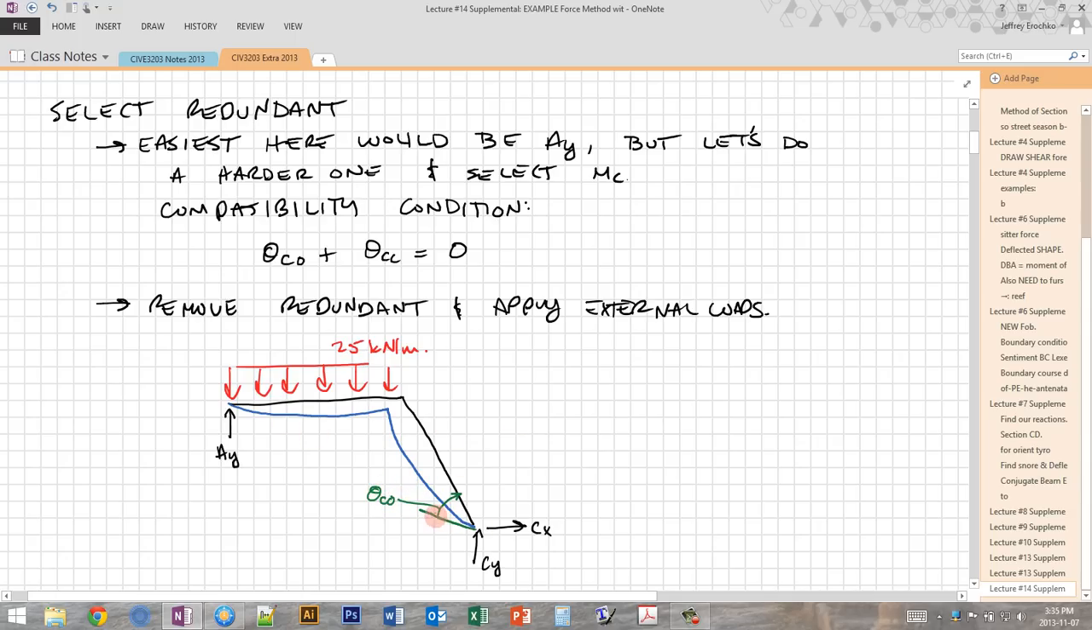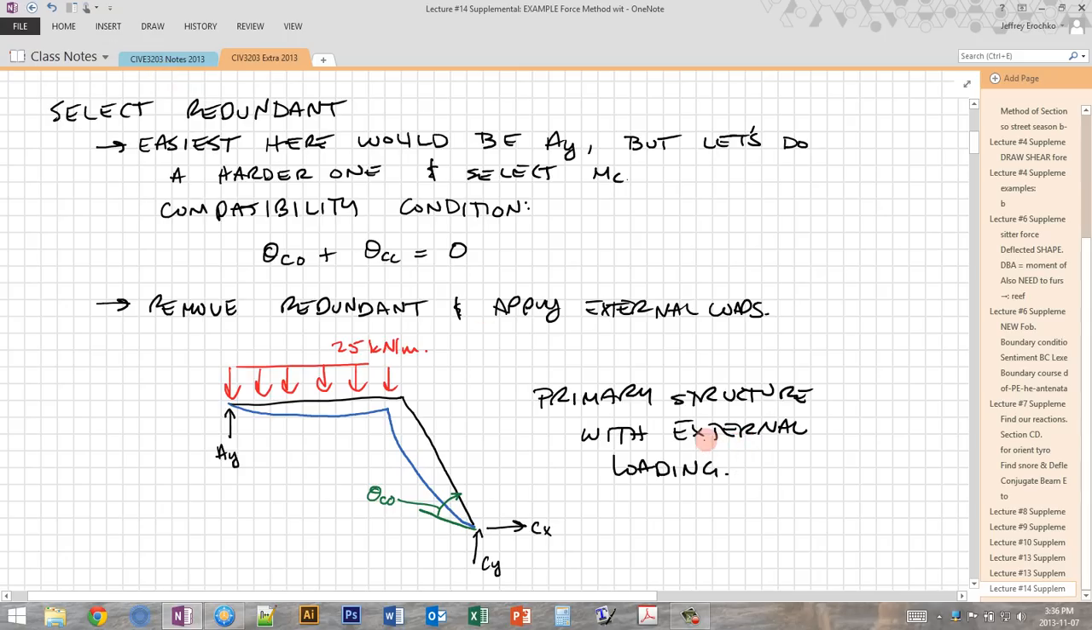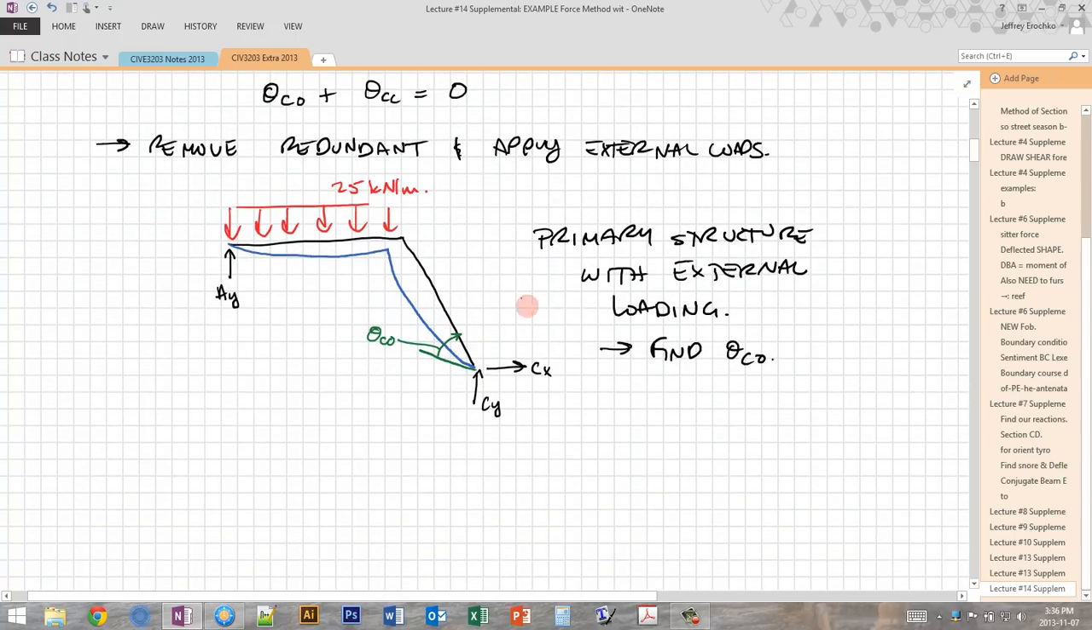And this is the rotation that we're going to zero out when we apply our redundant moment at this location to the primary structure. So this is our primary structure with the external loading applied. And we're going to use this structure to find theta C naught. So in order to find theta C naught, we're going to start as if it was any basic structural analysis problem for a determinate system. So we're going to find the moment diagram, and then for this particular problem we're going to use virtual work in order to find this rotation.